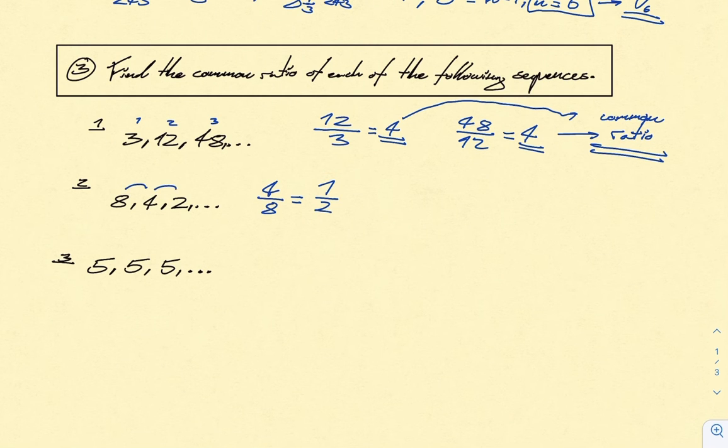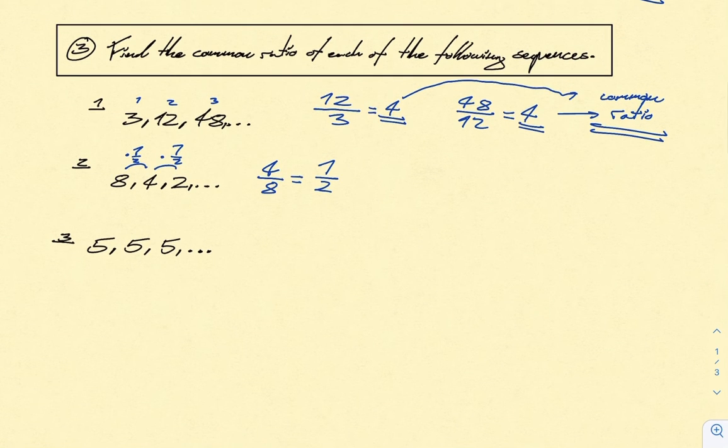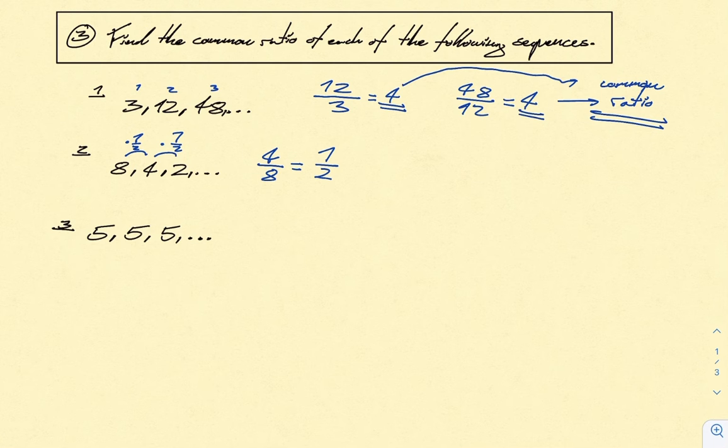If we multiply 8 times 1/2, we will get 4. And if we multiply 4 times 1/2, we will get 2. Sorry for that. So that's it, and this will be equal to our common ratio. We can write it like this. I'll also indicate that this is our final result.